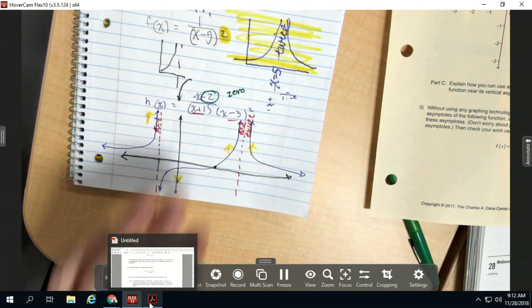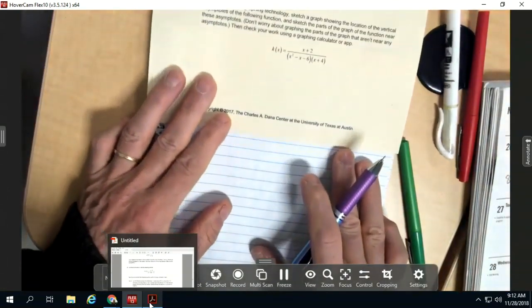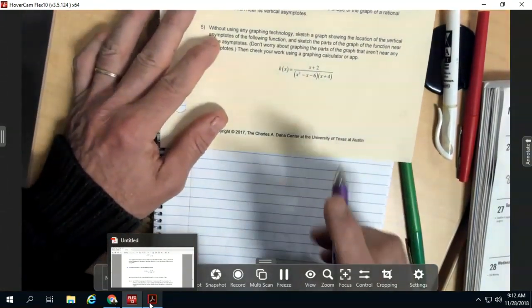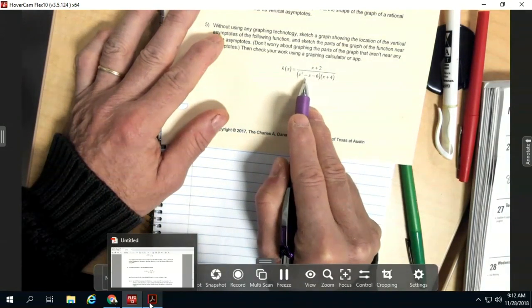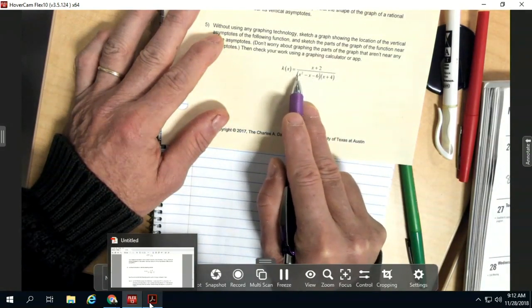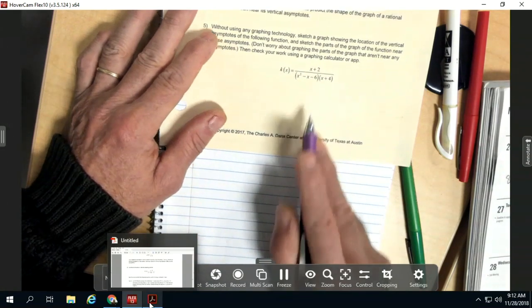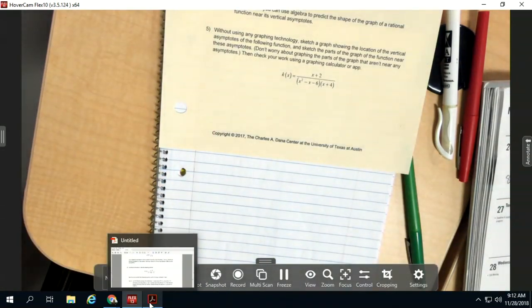Okay? Well, you're going to get a chance to practice it on the bottom of page 245. Without using any graphing technology, sketch the graph of this function. Does anybody need help in factoring this part right here? You're doing it as a group, so that shouldn't be too tough. Okay? So you're going to graph that function. Go.